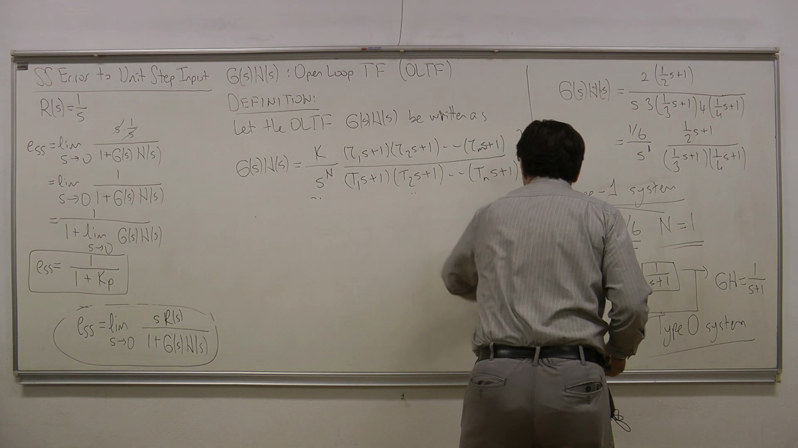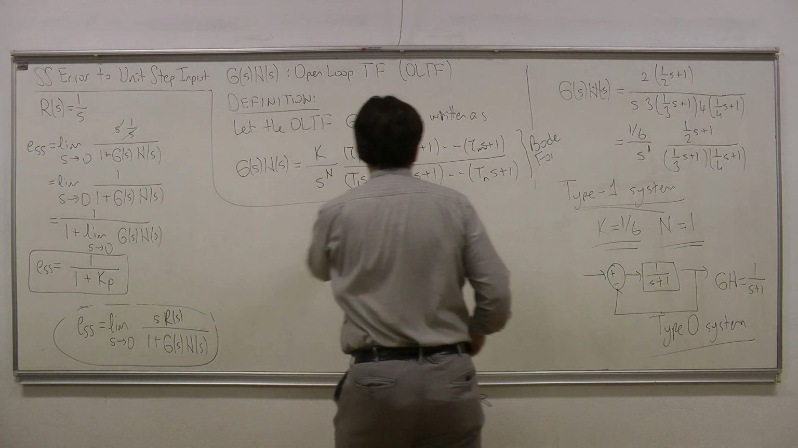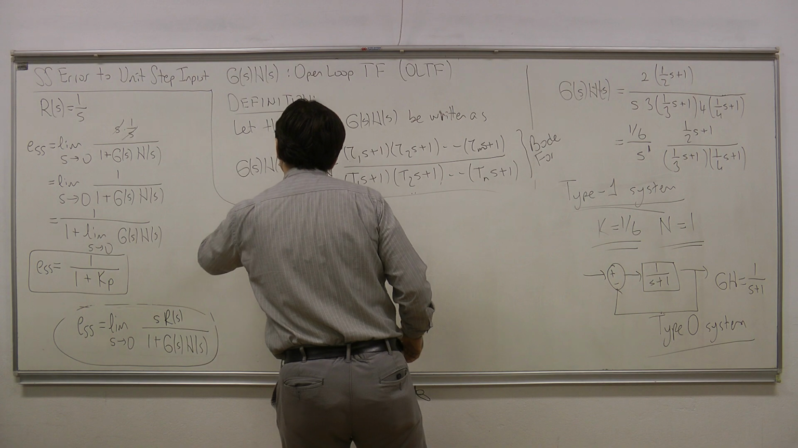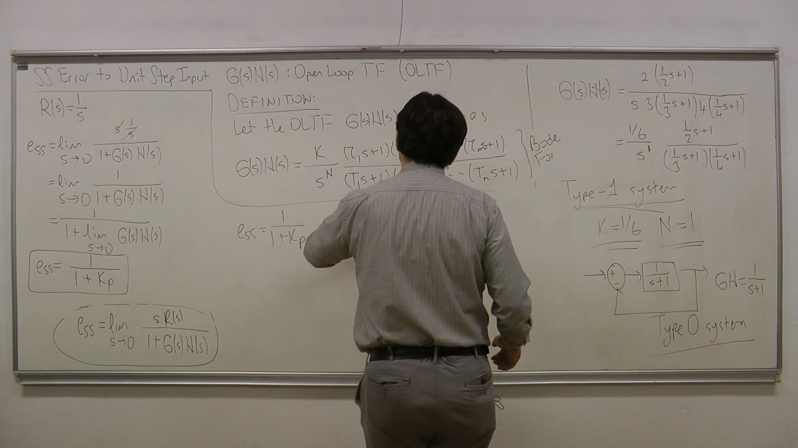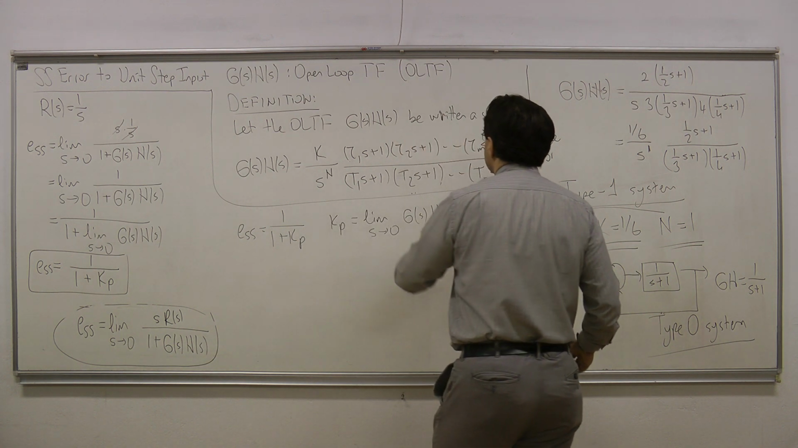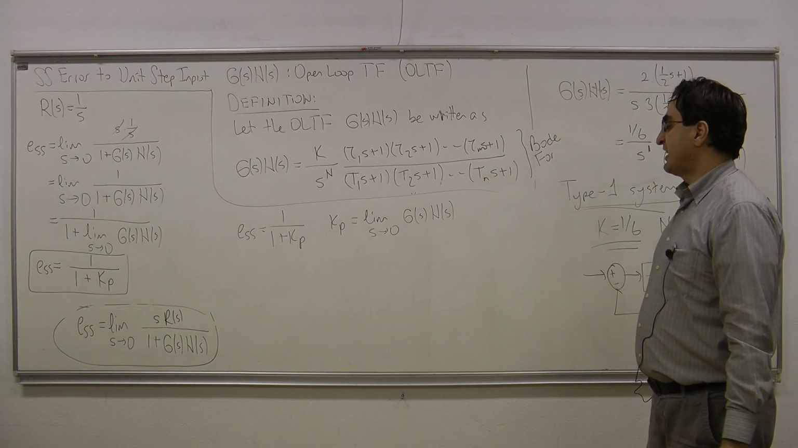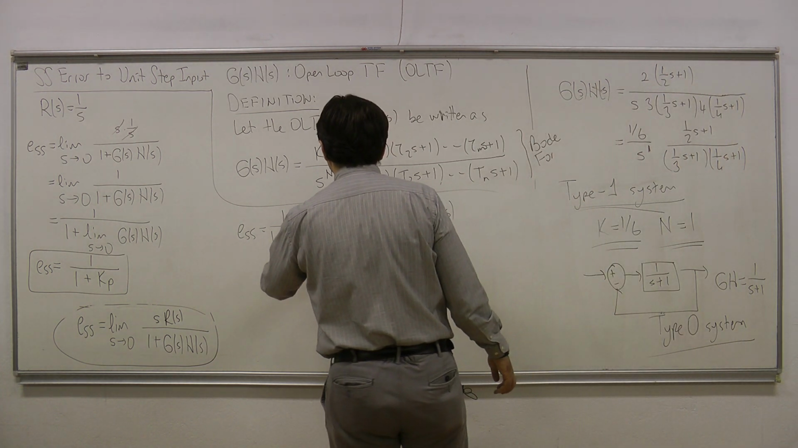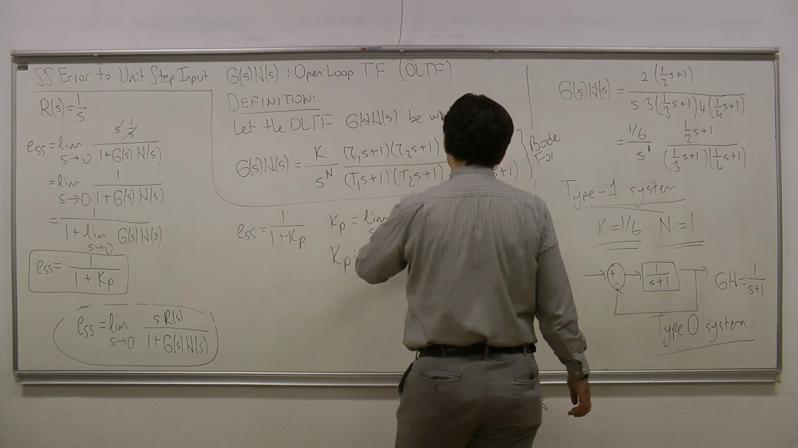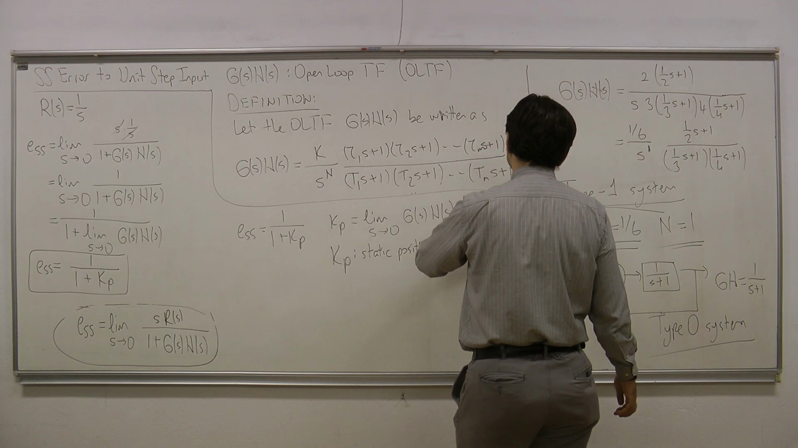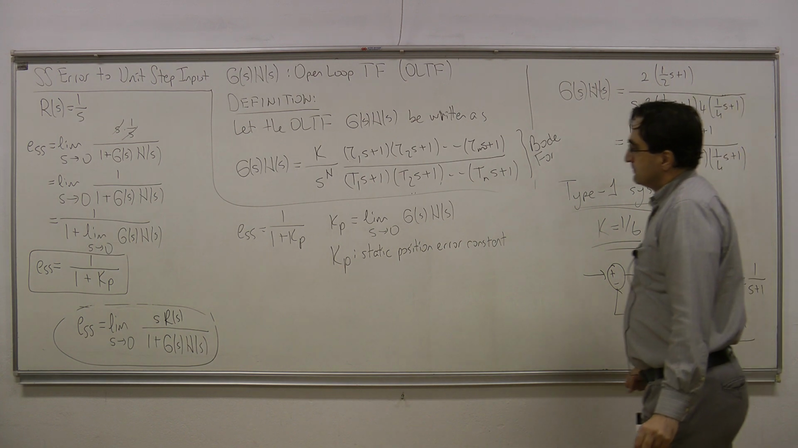Where Kp is the following. The steady state error to unit step input is 1 over 1 plus Kp, where Kp is the limit as s goes to 0 of G(s)H(s). So the limit of the open loop transfer function as s goes to 0 is called Kp, and the name for Kp in control literature is the static position error constant.